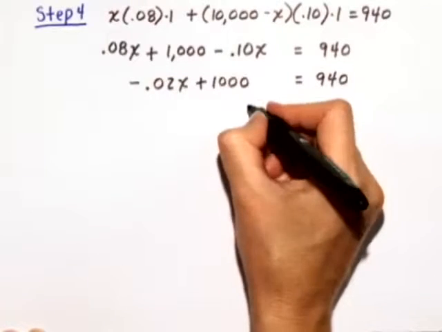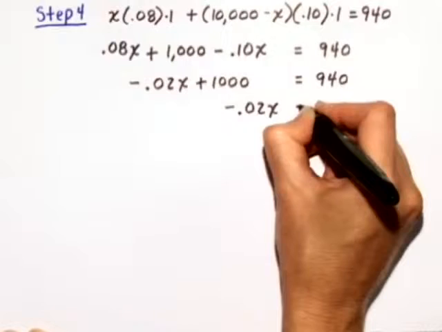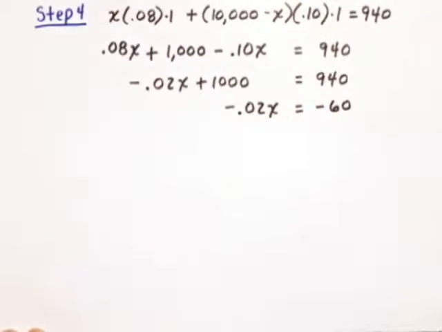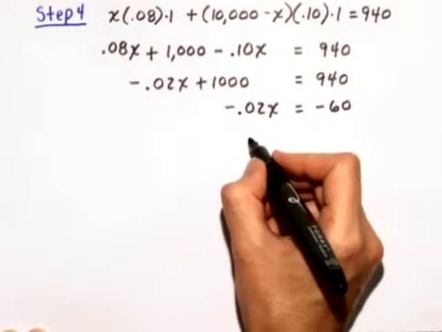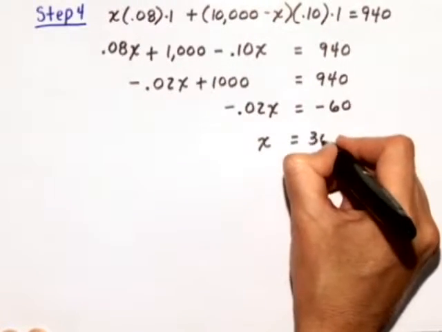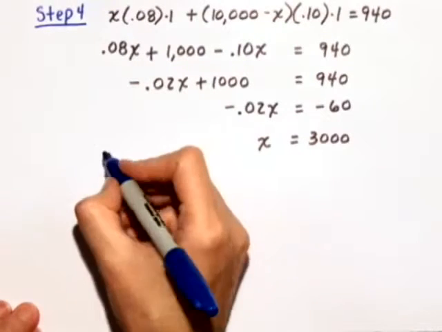We'll subtract 1,000 from both sides. Negative 0.02x equals negative 60. And when I divide both sides of the equation by negative 0.02, I get x is equal to $3,000. Now, remember, in step 1, I let x equal the amount invested at 8%.